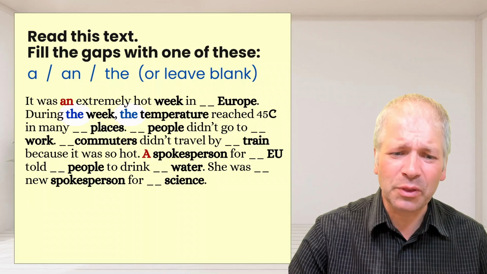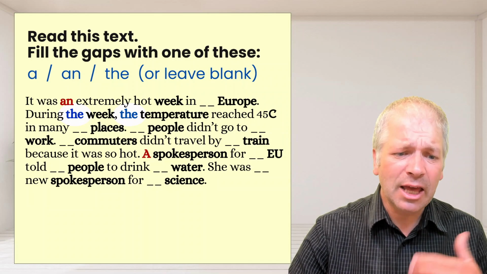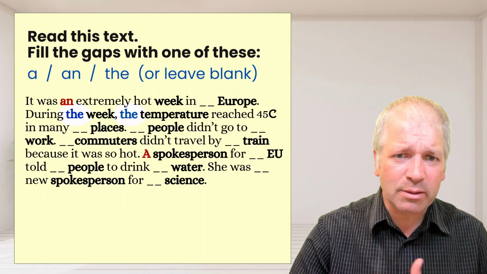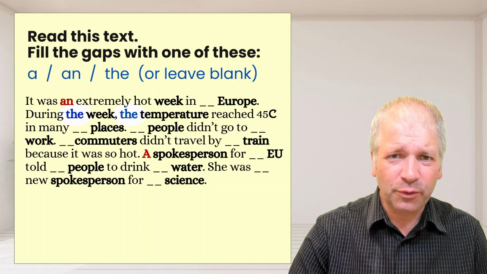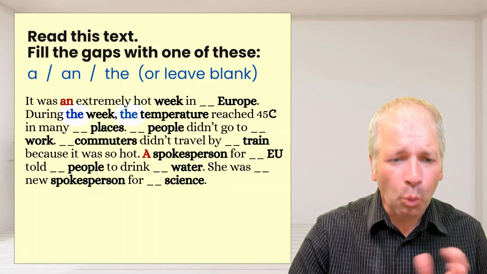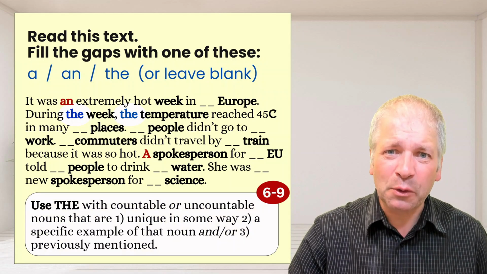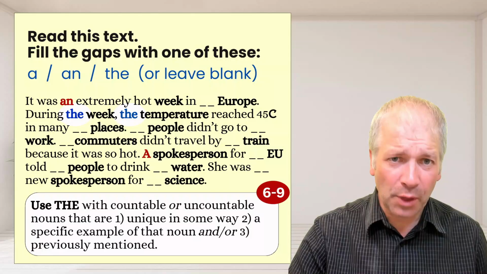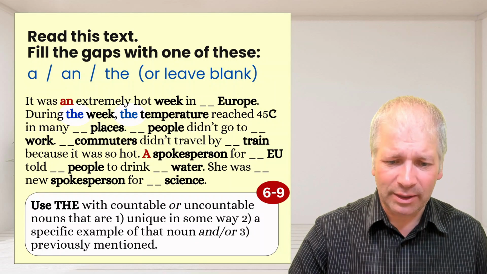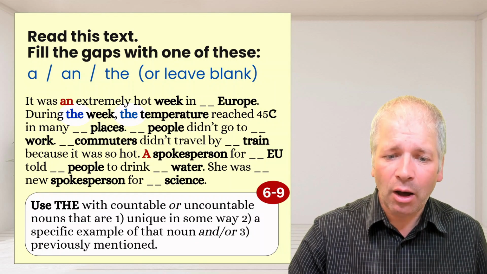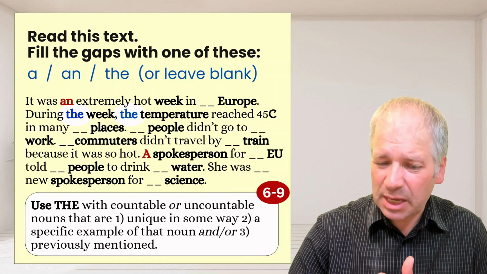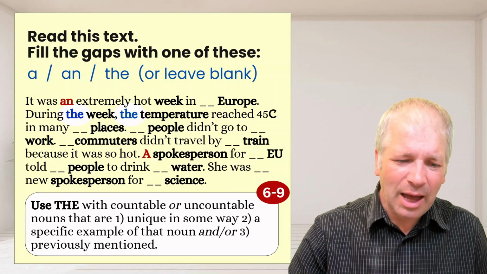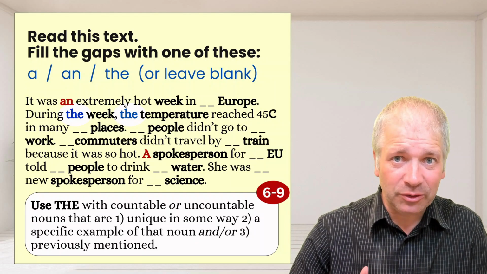Let's move on to the next line. And here we've added the twice. During the week, the temperature reached 45 degrees centigrade. Why the? It's because it fulfills these rules. Use the with countable or uncountable nouns that are 1, unique in some way, 2, a specific example of that noun, and or 3, previously mentioned.